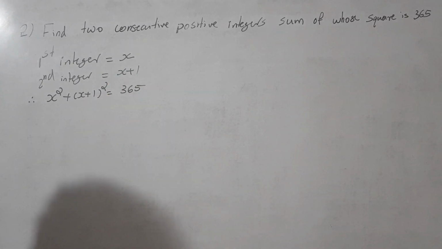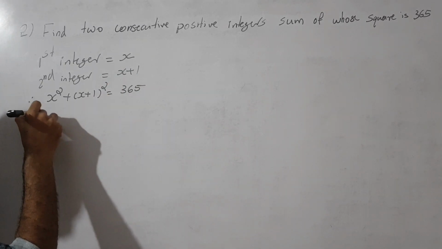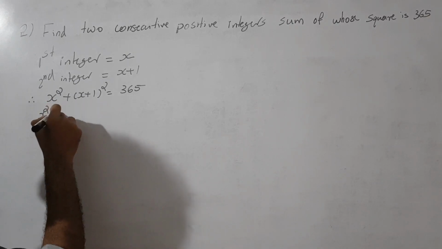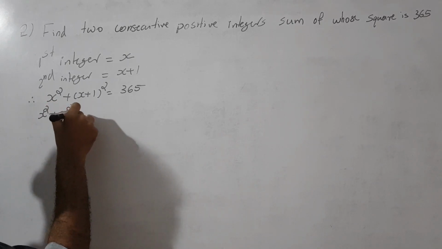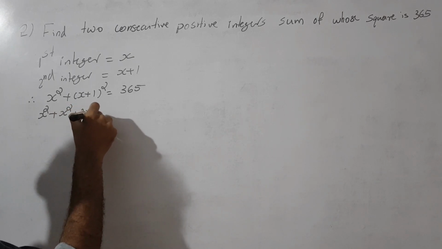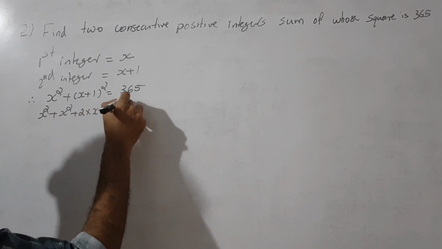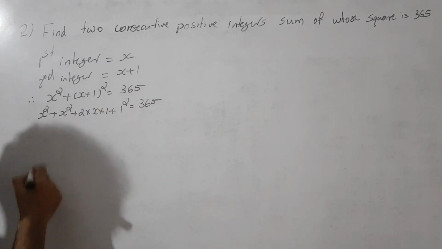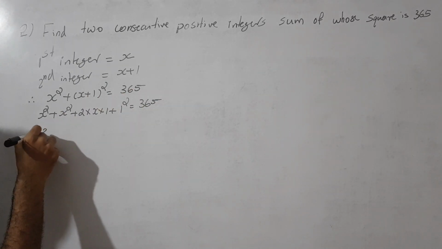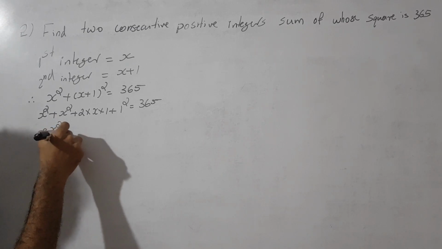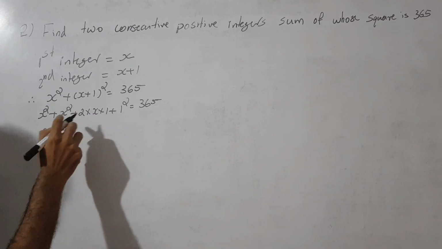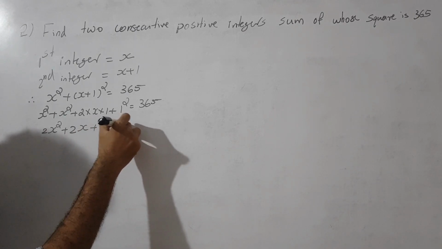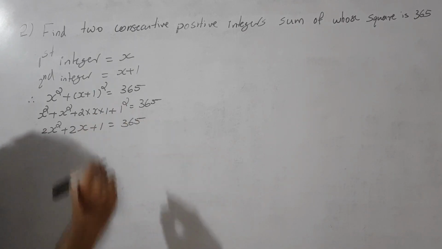Then what is next? x square plus, this one is in the form of (a plus b) whole square. Correct? So a square plus 2ab plus b square is equal to 365. Then x square plus x square is 2x square. Then 2 into x, 2x into 1 is 2x. Plus 1 square is 1, equal to 365.